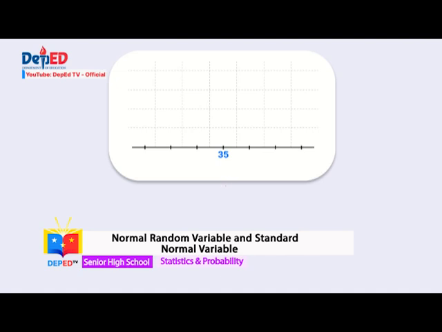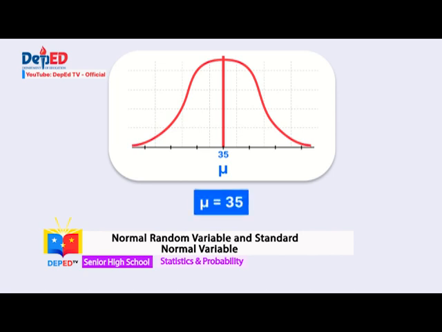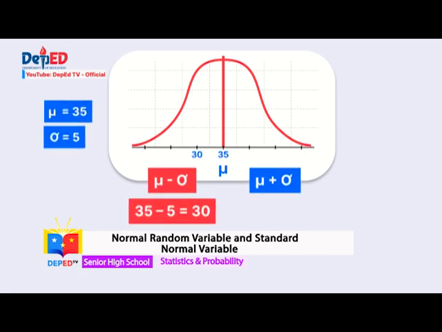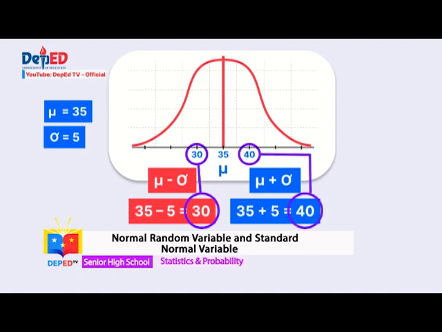The first thing that we have to do is to draw a standard normal curve and plot the mean at the center, which in this case is 35. Let us consider one standard unit away from the mean, meaning one standard unit before and after the mean. Remember, a normal curve is symmetrical. That is, 35 minus 5 is 30, and 35 plus 5 is 40.